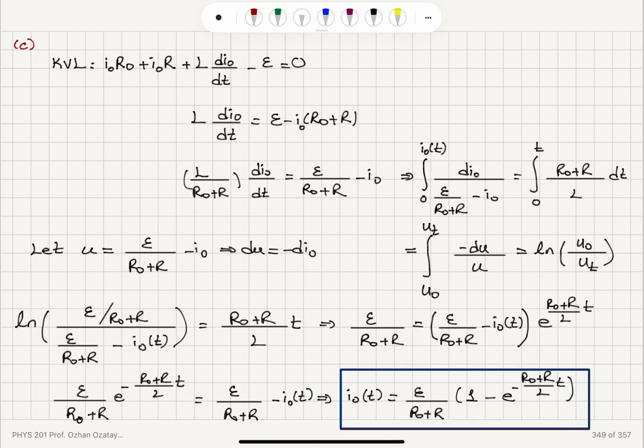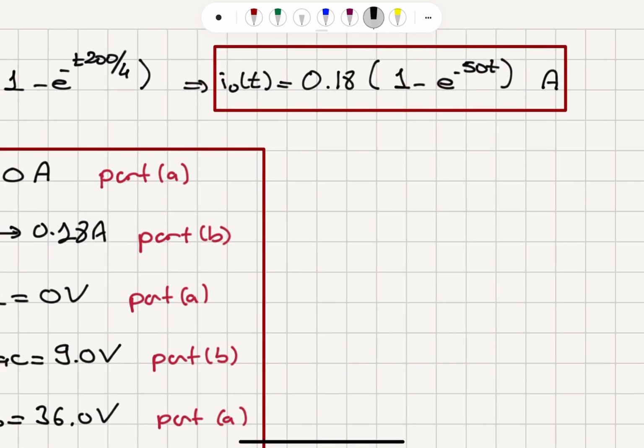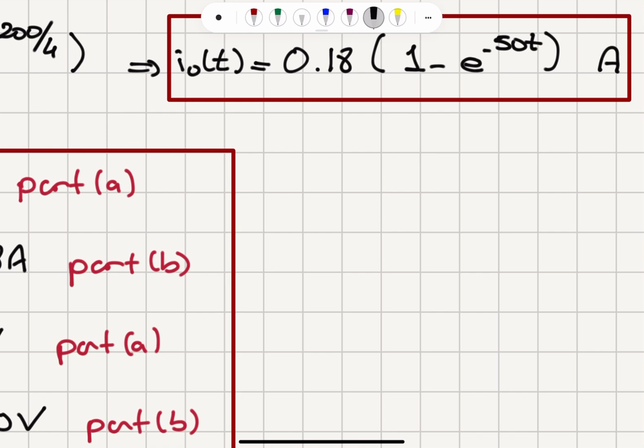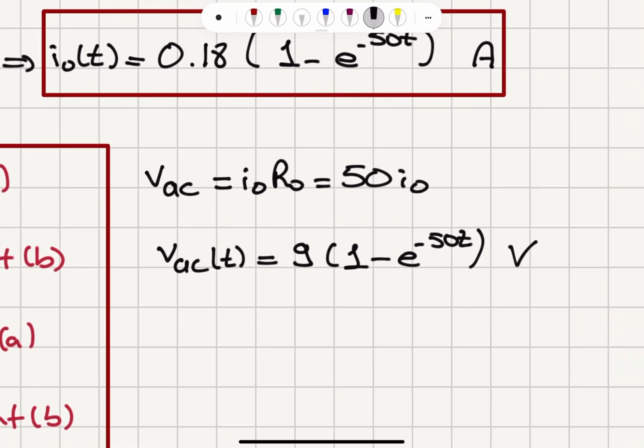Okay, so that's the symbolic answer. Now, what about VAC as a function of time? VAC is the voltage across resistor R0. It's I0 times R0, so that's 50 times I0. So if I multiply I0 by 50, I find VAC as a function of time: 9 times (1 minus e to the minus 50t) in volts.